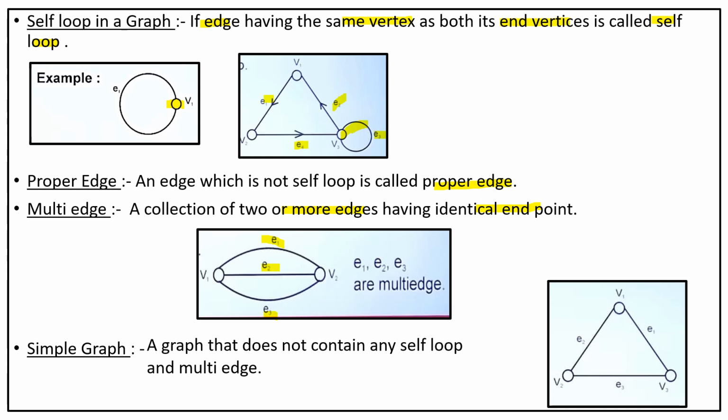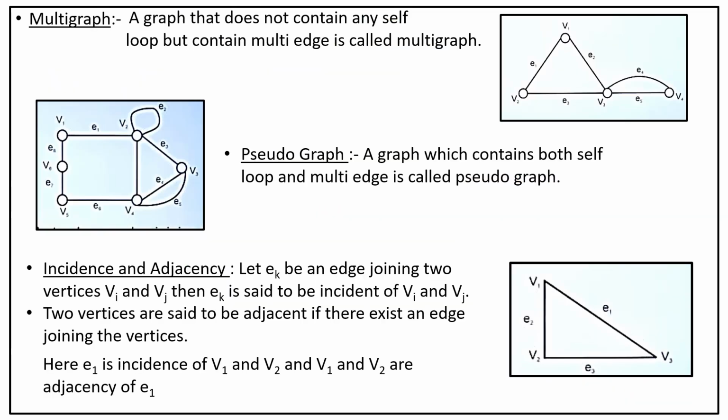Simple graph. A graph that does not contain any self-loop and multi-edge is called a simple graph. If we look at this example, we can see that this graph does not contain any self-loop and it also does not contain any multi-edge. So such type of graph is known as a simple graph. Multigraph. A graph that does not contain any self-loop but contains a multi-edge is called a multigraph. If we consider this example, we can clearly see that this graph does not contain any self-loop, but it has a multi-edge over here. So this type of graph is known as a multigraph.